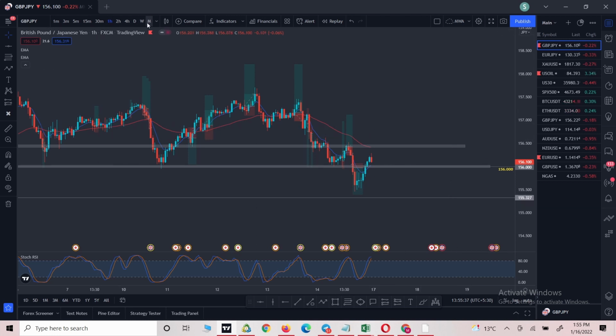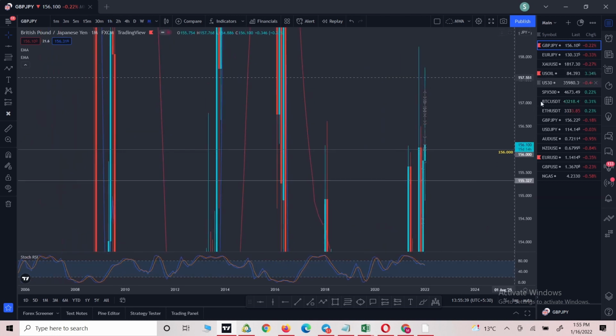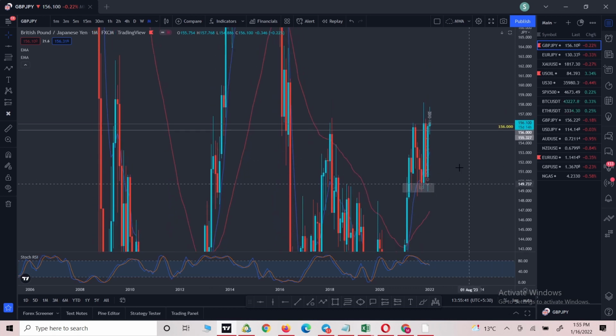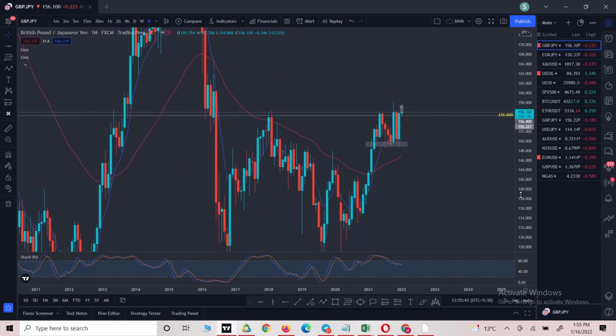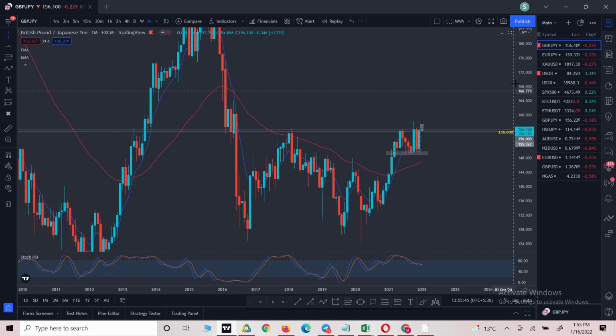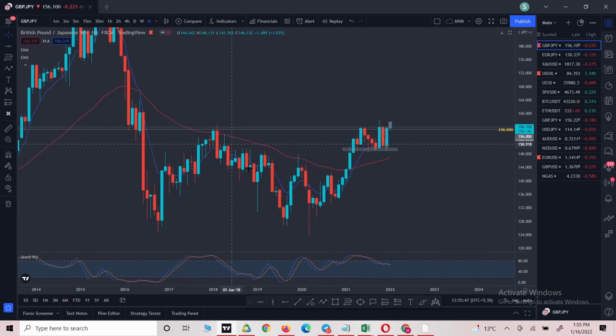So we are going to start with the monthly. On the monthly time frame, guys, as you can see, the price was in this area. The price was making lower lows and lower highs, and we were trading under this 50 EMA, which is the red line. So the price was bearish here. Then we were able to break and close above this lower highs market structure, and also above the 50 EMA.